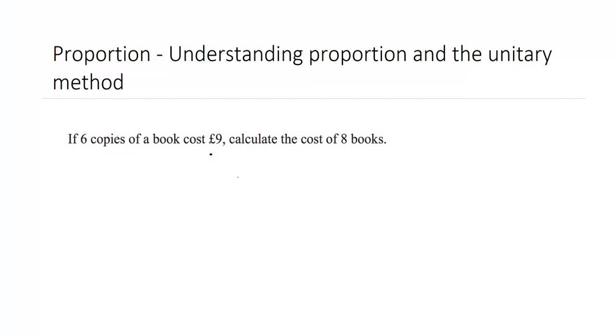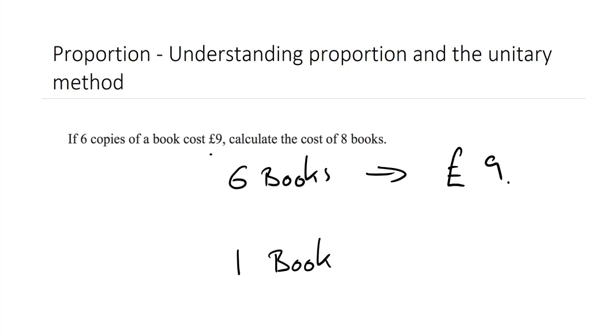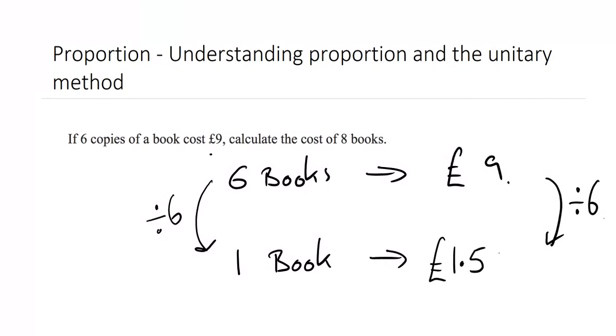We know that 6 books cost £9. So if we're going to use the unitary method, we want to find now one book, and we want to find the cost of that. So how are we going to do that? Well, we're going to divide, of course. If 6 books cost £9, if we divide by 6, we're going to get 1 book. So if we divide 9 by 6, we're going to get the cost of 1 book. So 9 divided by 6 is 1.5. So in the context of our pounds and pennies, it'll be £1.50.